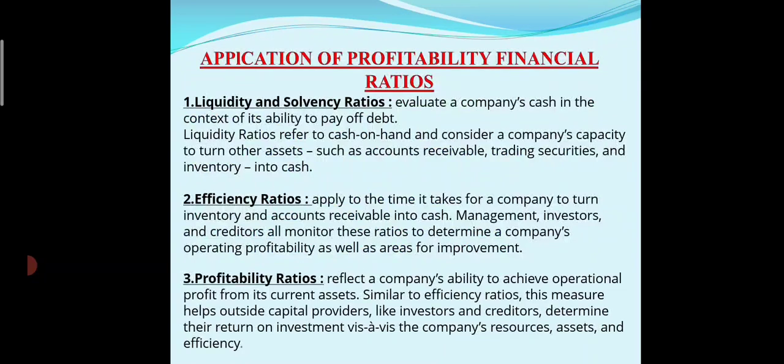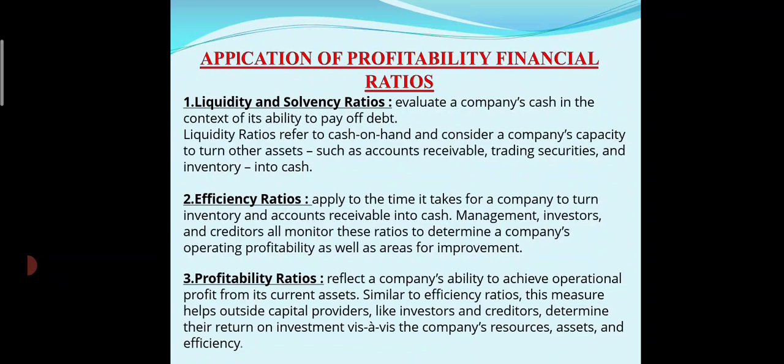Next is the application of profitability financial ratios. In that, first we see liquidity and solvency ratios. They evaluate a company's cash in the context of its ability to pay off debt. Liquidity ratios refer to cash on hand and consider a company's capacity to turn other assets such as accounts receivable, trading securities and inventory into cash. Then second is efficiency ratios. These apply to the time it takes for a company to turn inventory and accounts receivable into cash. Management, investors and creditors all monitor these ratios to determine a company's operating profitability as well as areas for improvement.